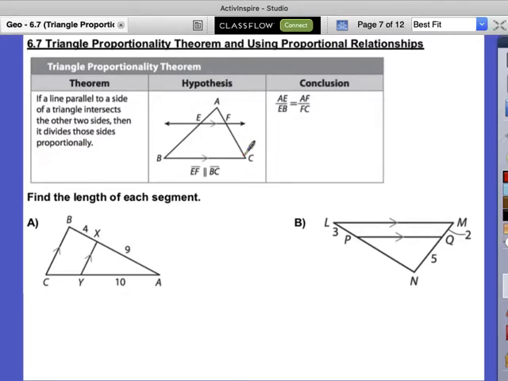Can we set a proportion a different way? Can line EF go through the sides and be parallel to AC? Yeah, it could be like down here. It doesn't matter. As long as it's parallel to one side and it intersects the other two, this is true. So let's find the length of this segment here using the triangle proportionality theorem.